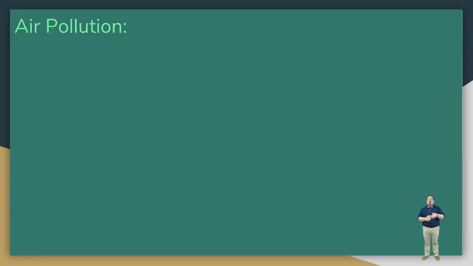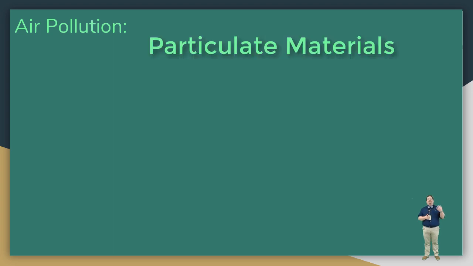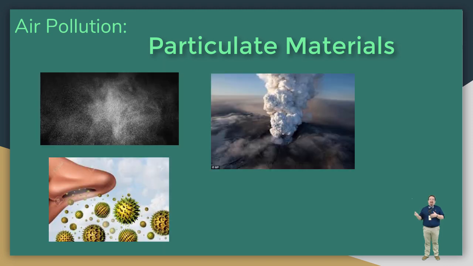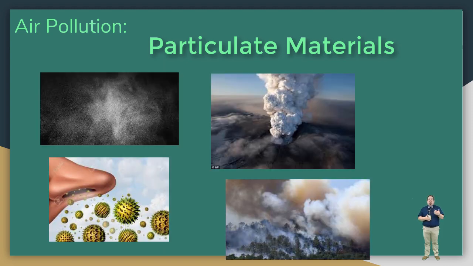Our last type of pollution is air pollution. This happens anytime one of our 5 pollutants are put into the air. So first, we have particulate materials. These include tiny particles like dust, pollen, ash, and smoke. This is the most noticeable type of air pollution because most of the time you can see it.